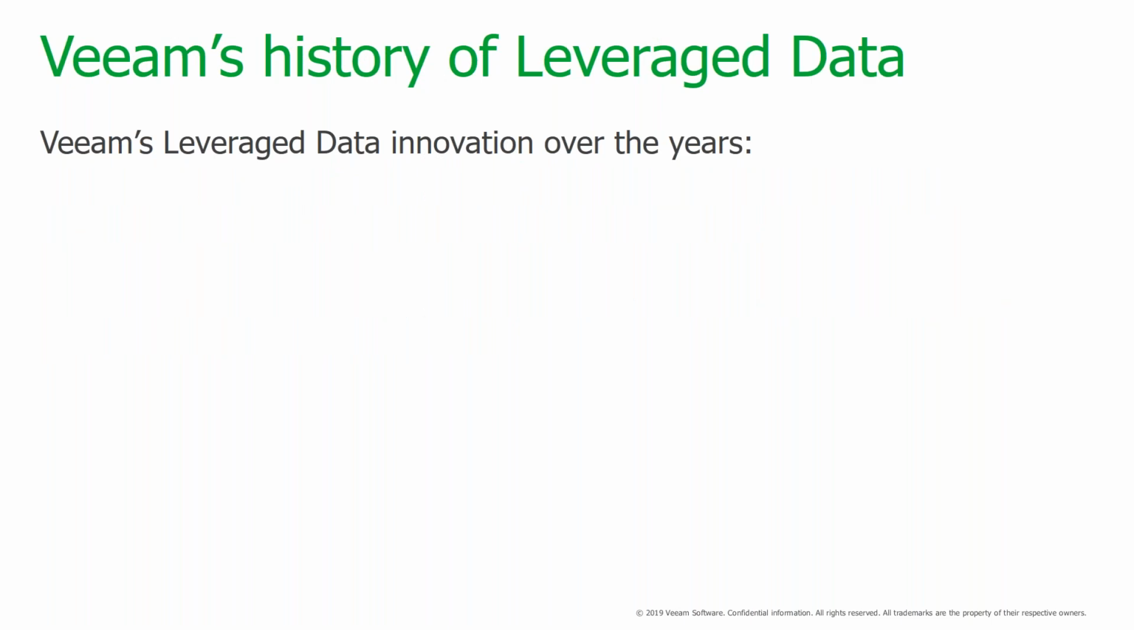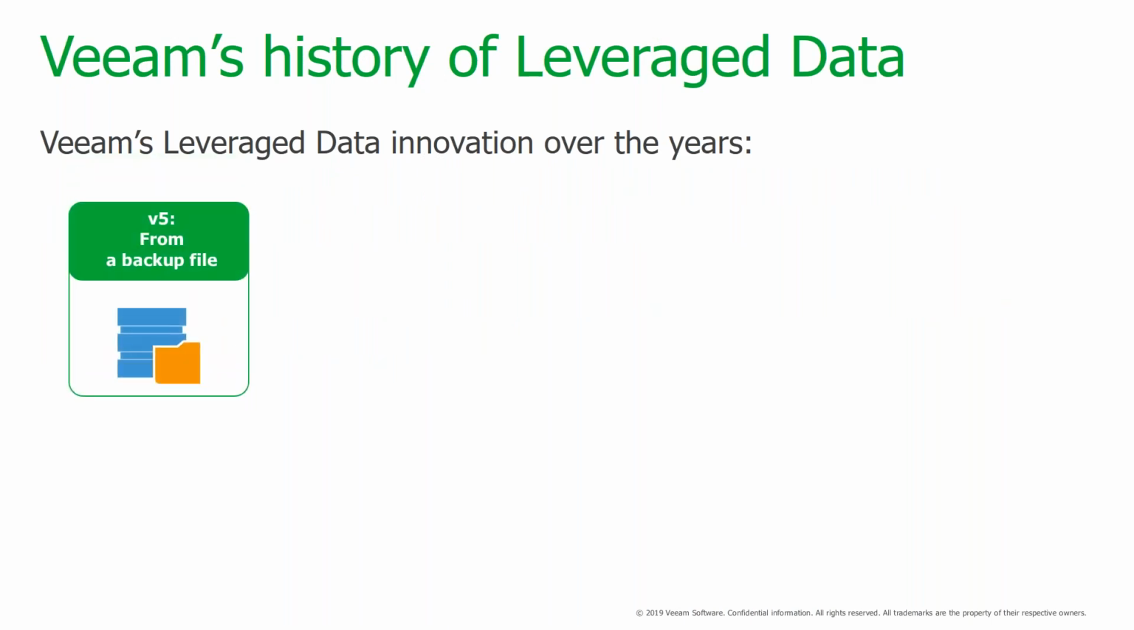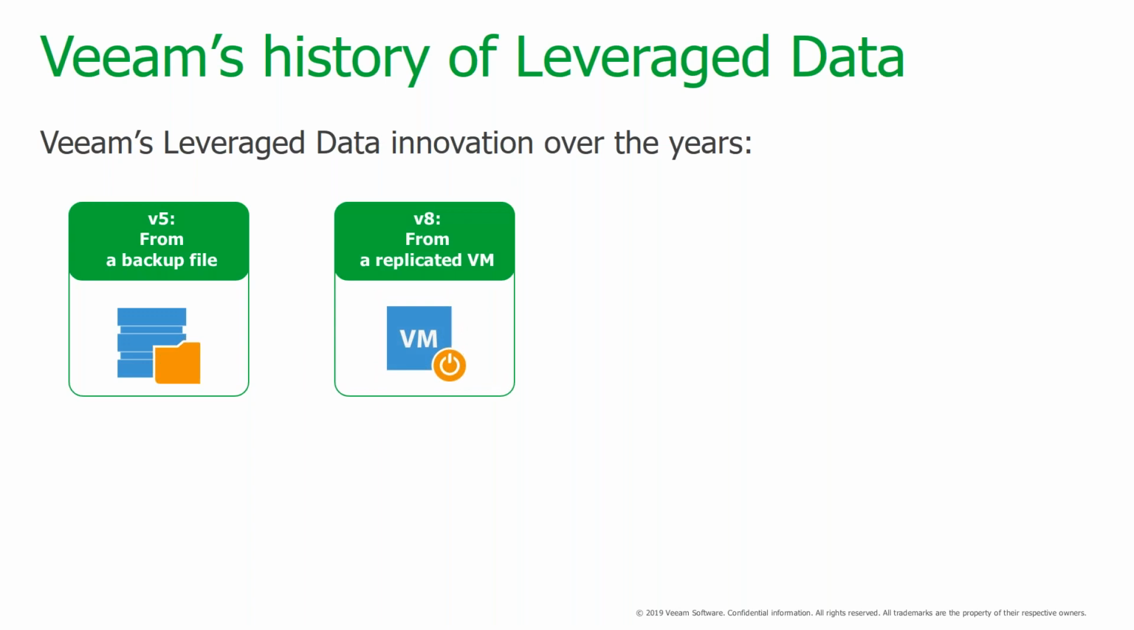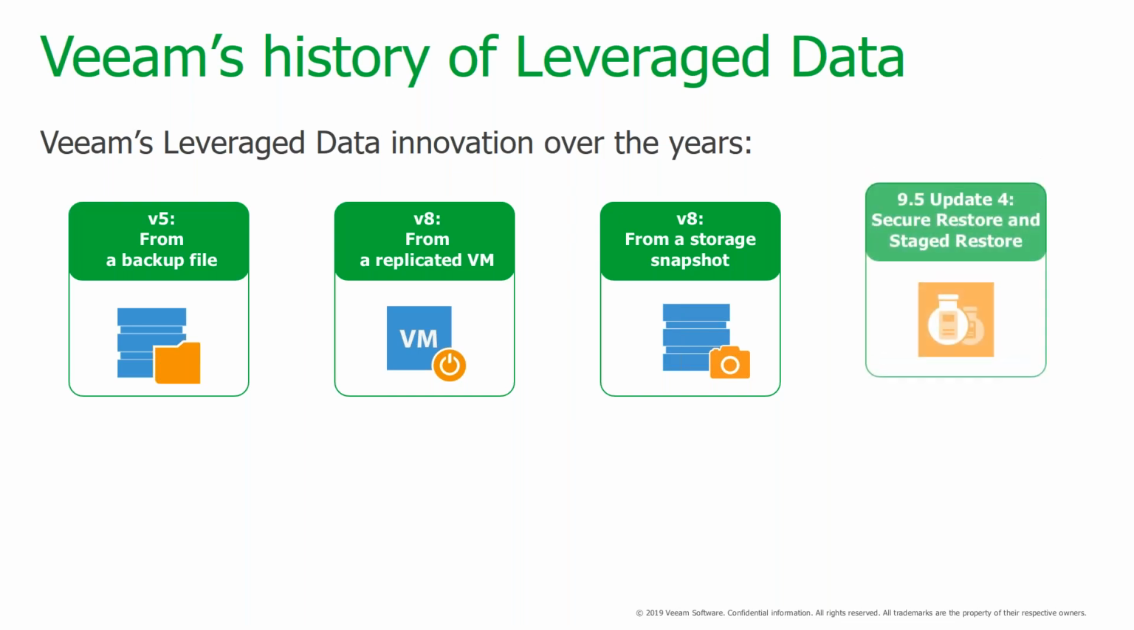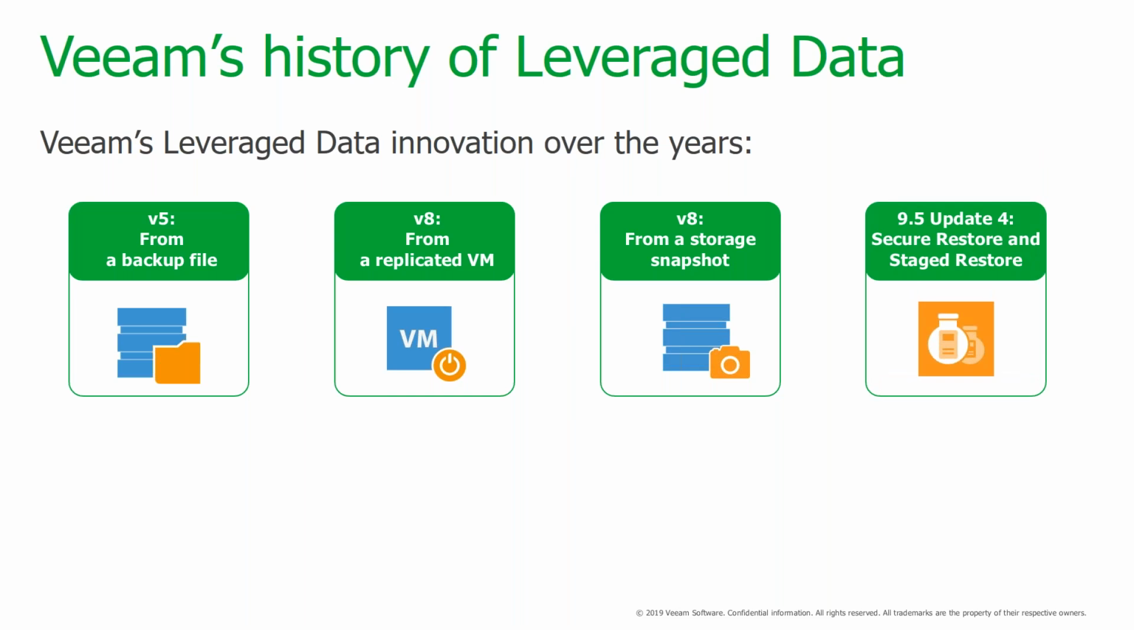So if we take a look at the history of leverage data that Veeam has had, we go all the way back to version 5. We could do this from a backup file. In version 8, you could leverage your replicated VMs. You could also leverage storage snapshots integrated right with your storage provider. And now new in version 9.5 with update 4, we have 2 new technologies called Secure Restore and Stage Restore, which Eric's going to talk about a little bit later.